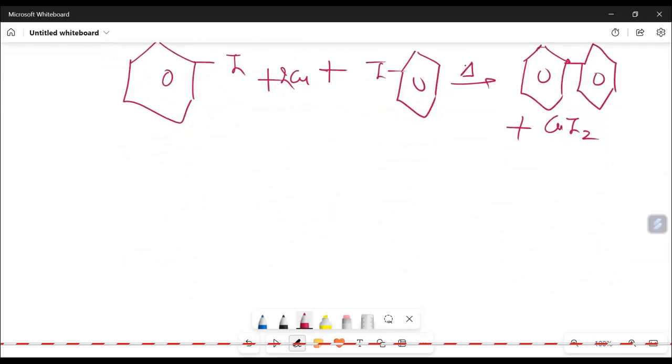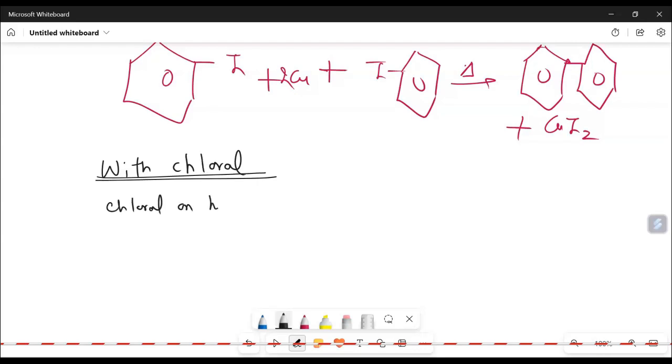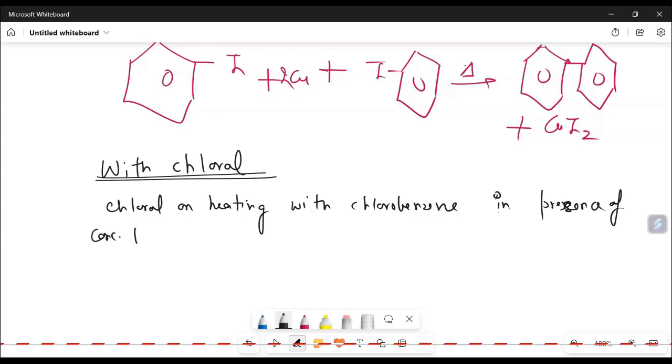The last one we are going to discuss now is with chloral. So chloral on heating with chlorobenzene, in presence of concentrated H2SO4.